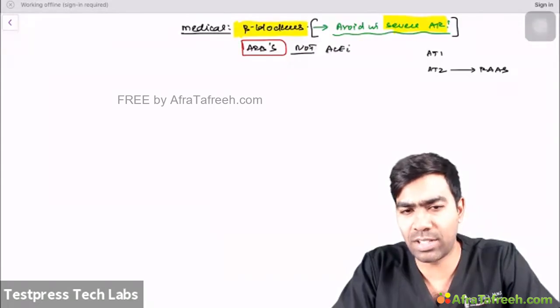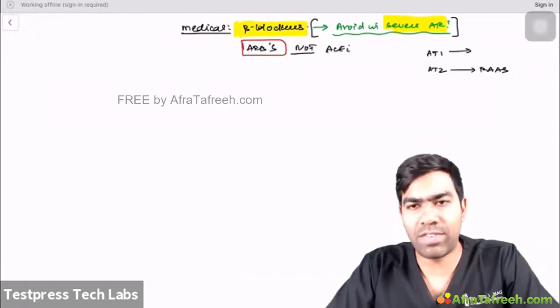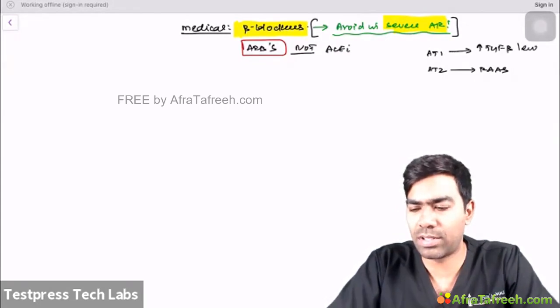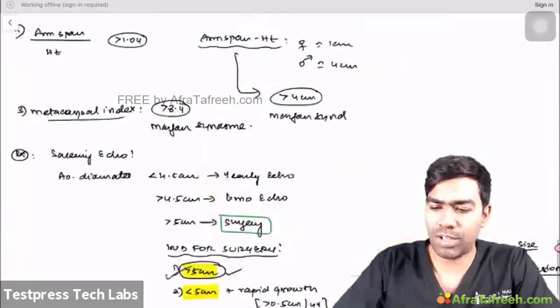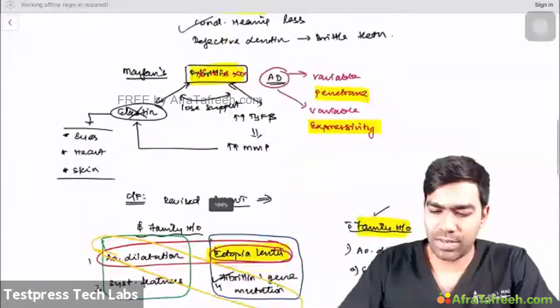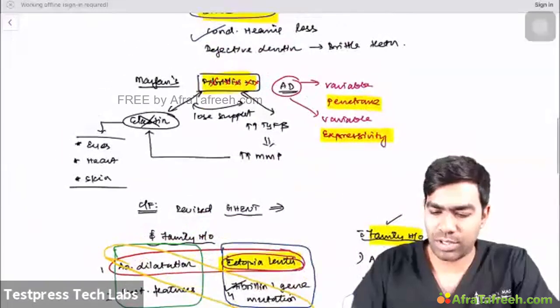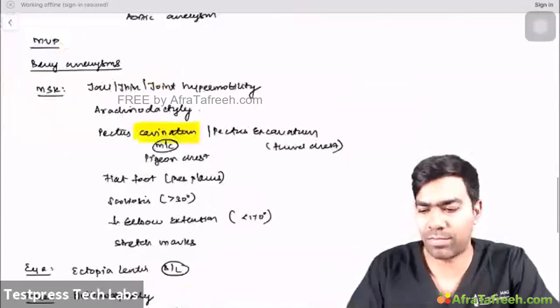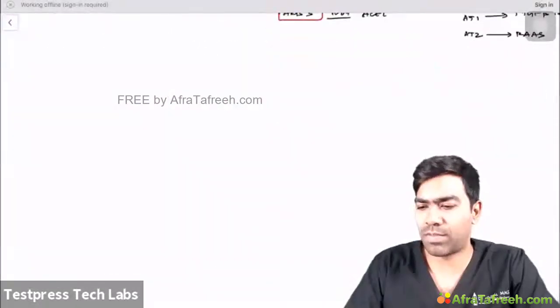Whereas angiotensin 1, the main function is to upregulate the TGF-beta pathway, TGF-beta levels. Already in Marfan syndrome, we know that there are higher TGF-beta levels, and we have discussed the pathophysiology. This higher TGF-beta level is the reason for increased matrix metalloproteinases, and that is the reason why you're getting excessive problems in Marfan syndrome.